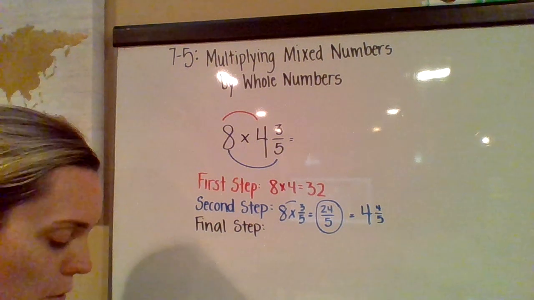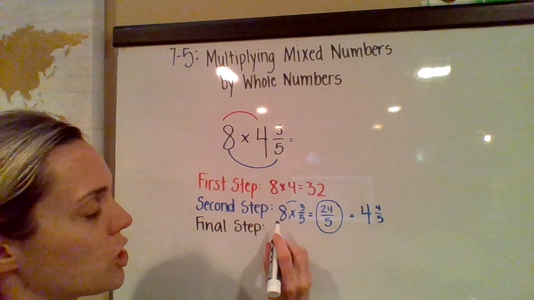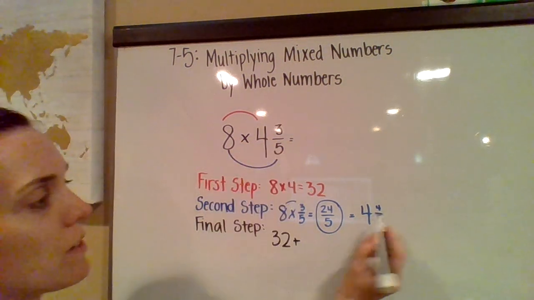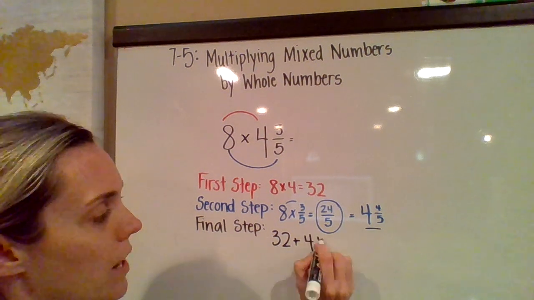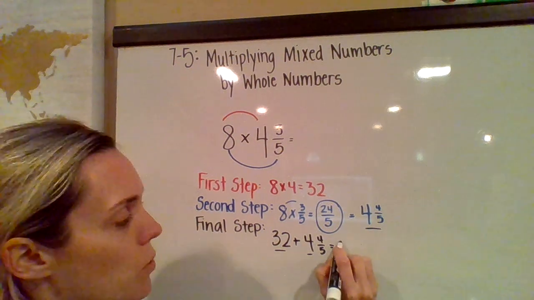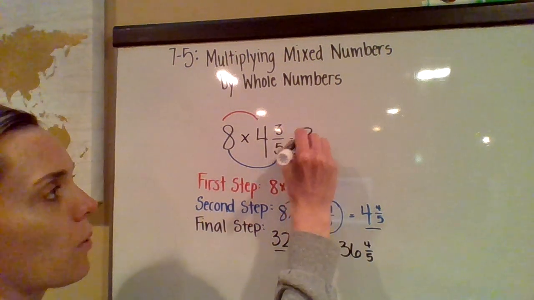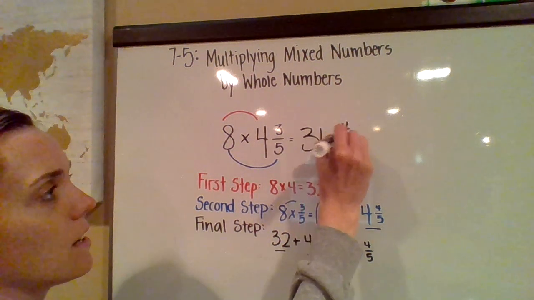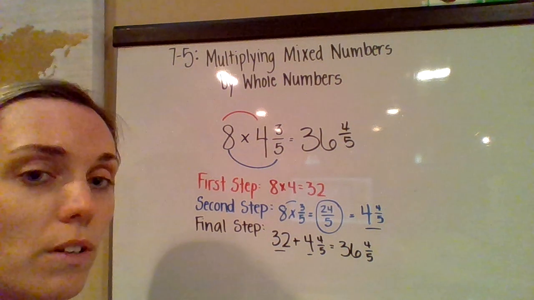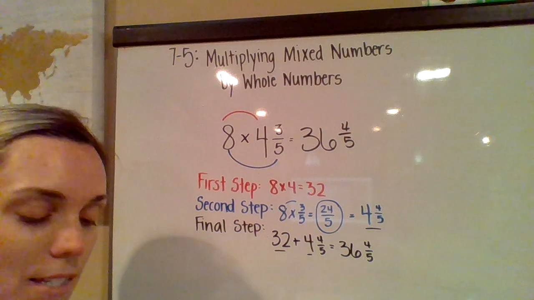Now I am ready for my final step. First, I had 8 times 4, which is 32. Then I had 8 times 3/5, which is 4 and 4/5. So my total is 32 plus 4 is 36 and 4/5. And I'll write that 36 and 4/5 right up there. And that is reviewing how to multiply a whole number by a mixed number.